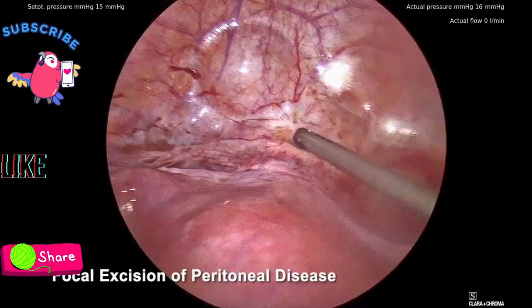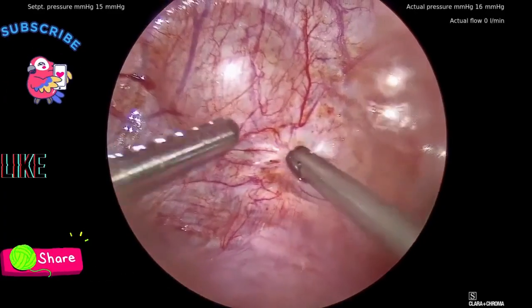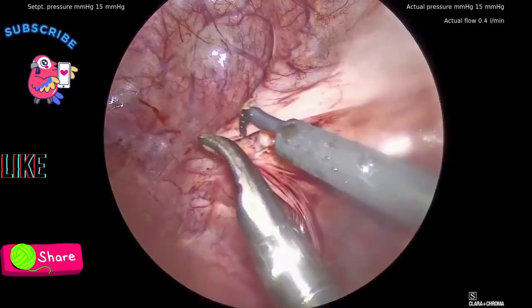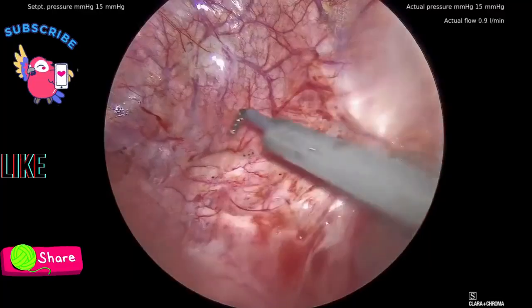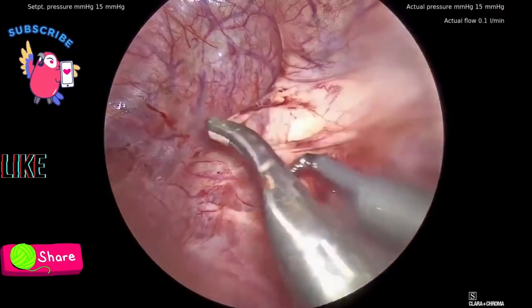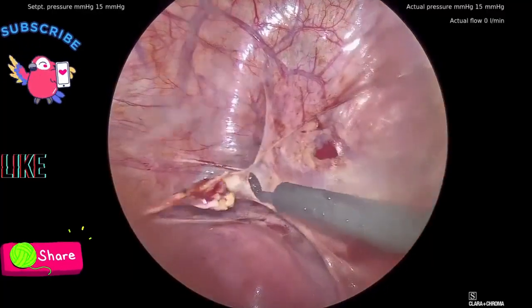In this focal excision, the lesion in the anterior compartment is visually identified. The paravesical space is opened laterally and the peritoneum is thinned out. The location of the lesion is confirmed and the peritoneum is resected, ensuring a margin is obtained.